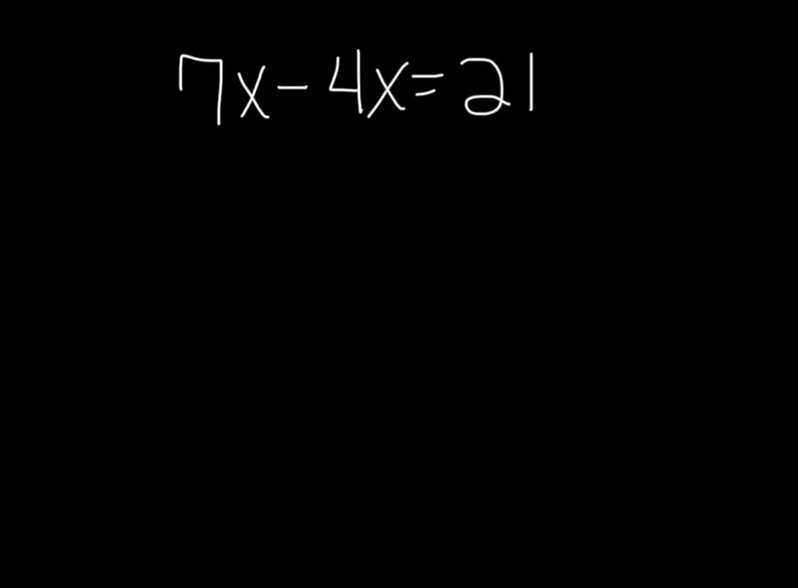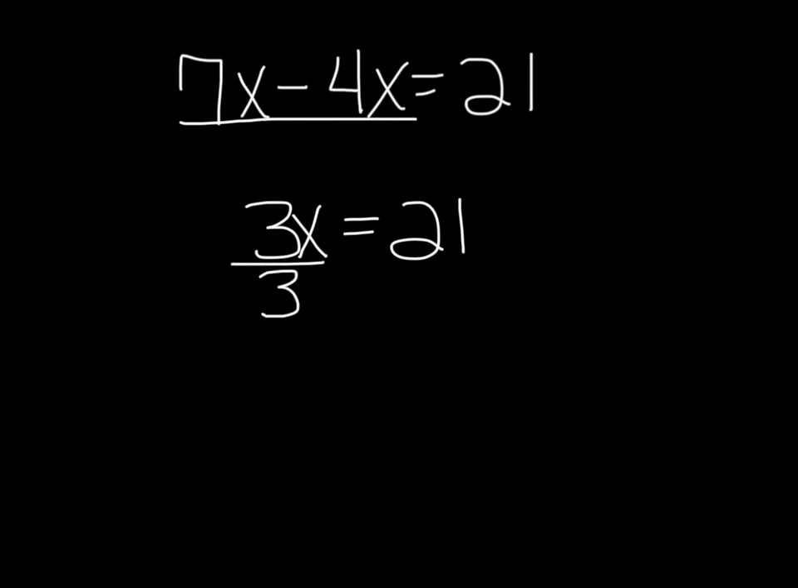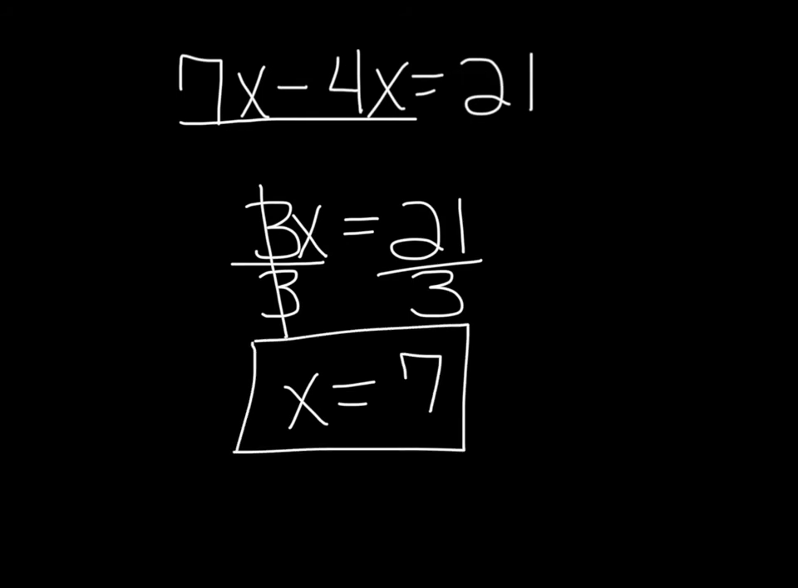Here is another example. We need to combine our like terms. We can put 7x and 4x together because they are like terms. 7x minus 4x gives us 3x. 3x equals 21. x is being multiplied by 3, so the inverse operation of multiplying by 3 would be to divide by 3. If we divide the left side by 3, we divide the right side by 3. 3 divided by 3 is 1, and we get x equals 21 divided by 3 is 7. And that is our solution.